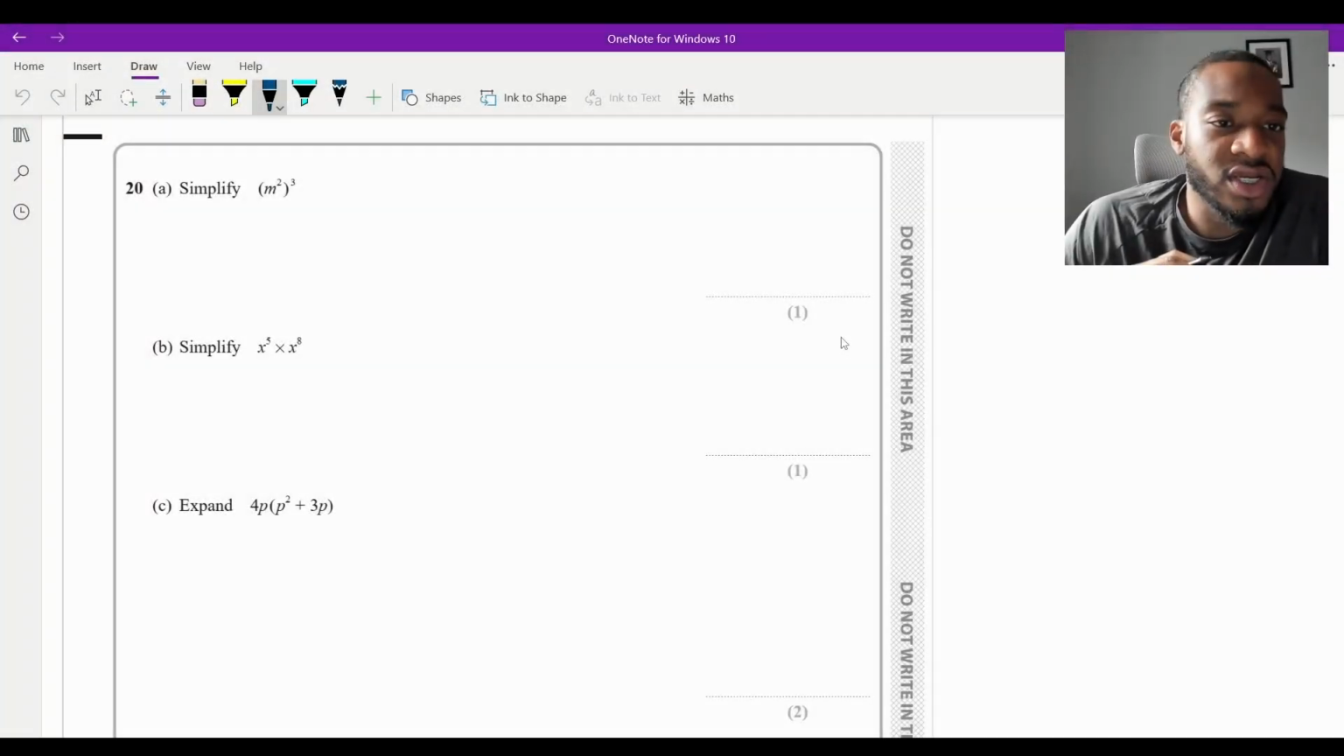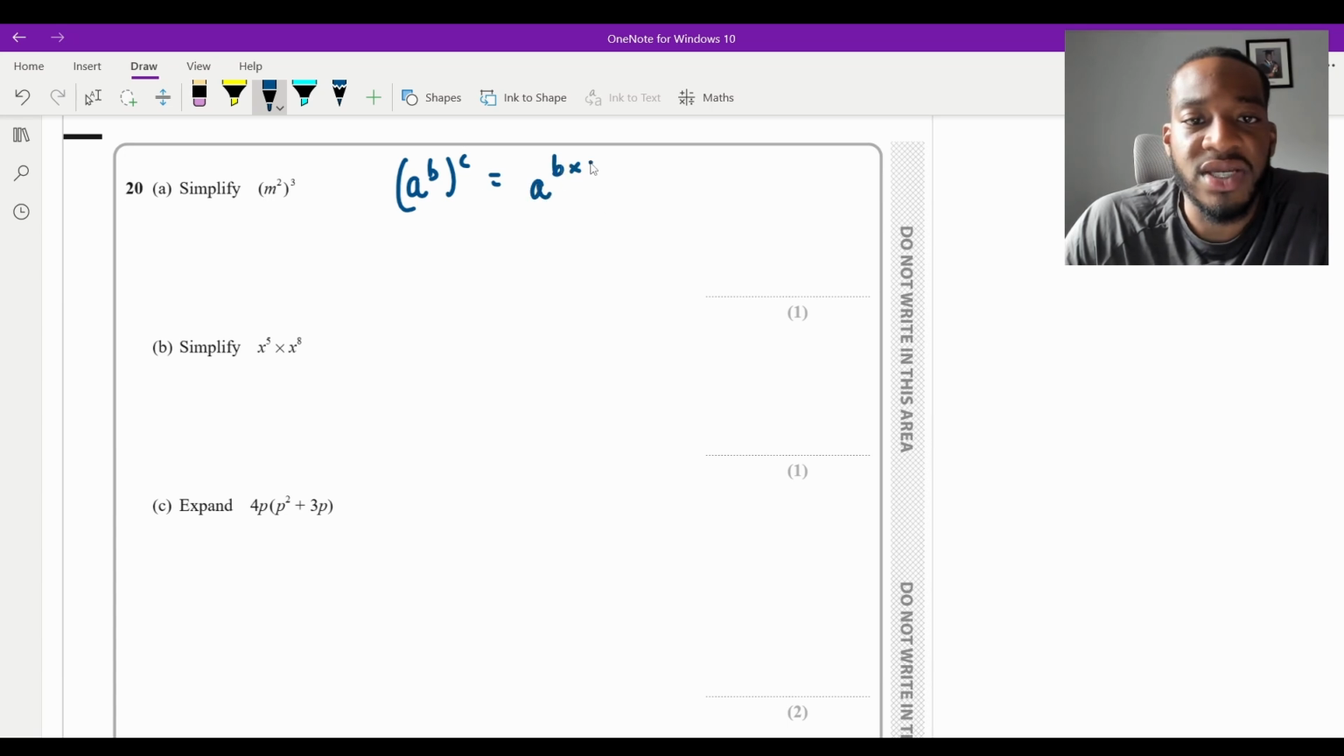Okay, so question 20 says we need to simplify m to the power of 2 all to the power of 3. Now remember with this one, it's just index laws. You should know that if I have a to the power of b, and this is all to the power of c, this is just equal to a to the power of b times by c. So all you're going to do in this case is just multiply the powers together. 2 times 3 is equal to 6. So therefore the answer is just m to the power of 6.